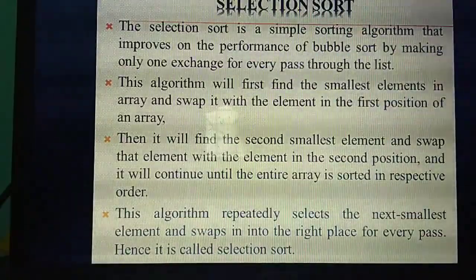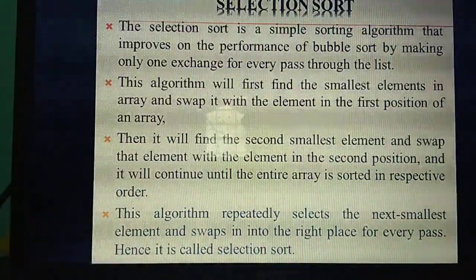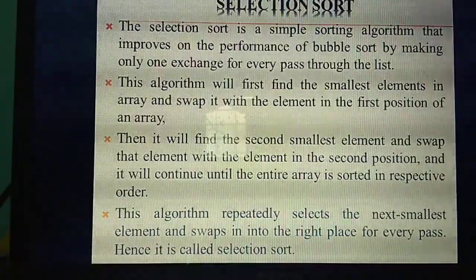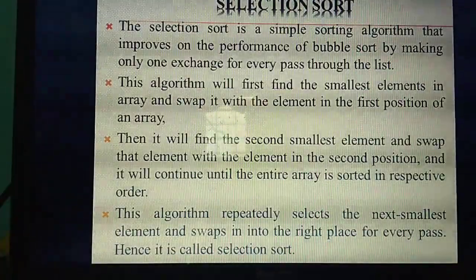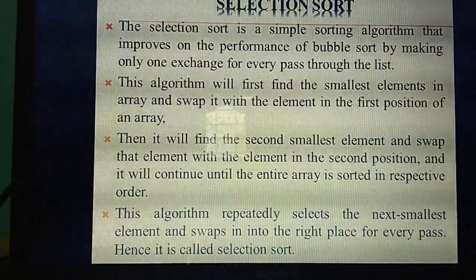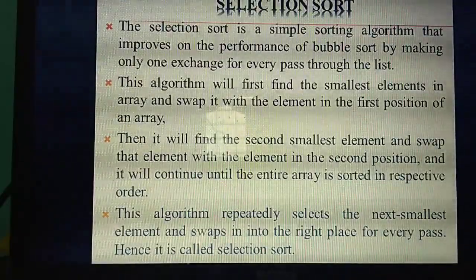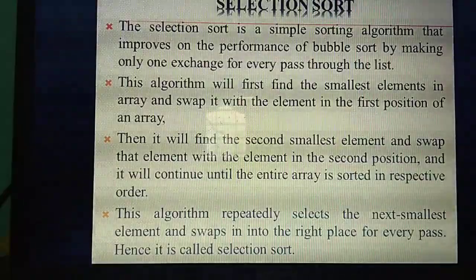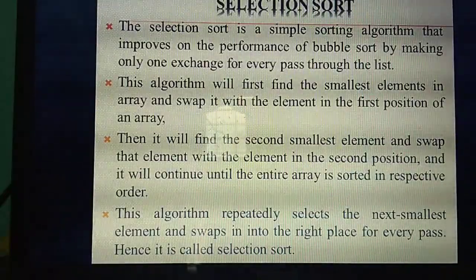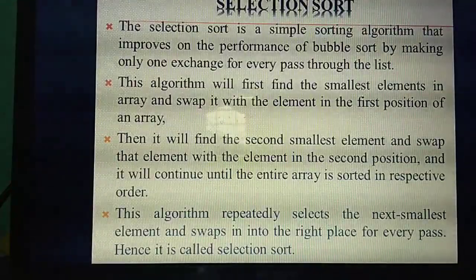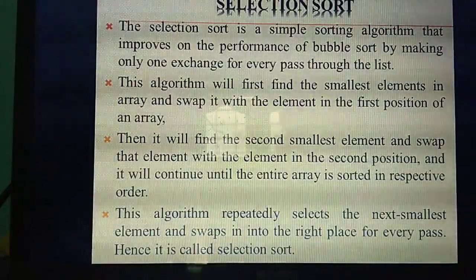From the whole array it takes the smallest element and swaps that particular smallest element to the first position. It will take the first smallest element from the whole array, and after swapping it will keep the smallest element at the first position of the array.